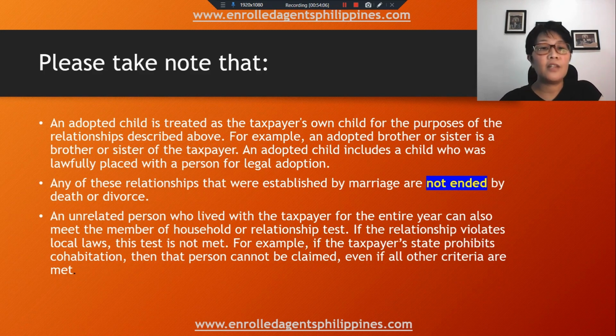Okay? An unrelated person who lives with the taxpayer for the entire year can also meet the member of household or relationship test. If the relationship violates local laws, this test is not met. Okay? For example, if the taxpayer's state prohibits cohabitation, then that person cannot be claimed, even if all of the criteria are met. So sometimes merong pakialam yung state. So, may mga cases na ganon. So, depende sa state. Okay?